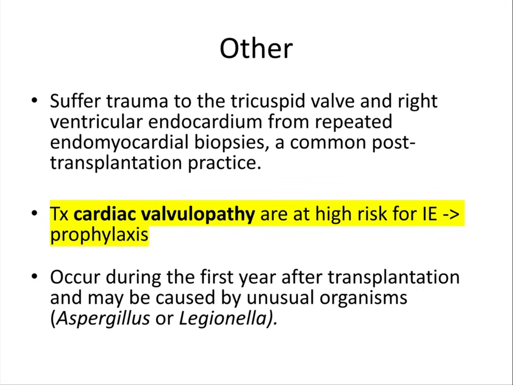Fantastic. One last thing, also peculiar to heart. They suffer trauma to the tricuspid valve and the right ventricular endocardium, because the way they follow these patients to check that the graft is good, and to intervene when there is early rejection, is by doing these caths and getting the biopsies. So some folks will end up with a cardiac valvulopathy, and of course it's a high risk for infection. If you remember from the indications for prophylaxis for endocarditis, it's one of them. They can have endocarditis with unusual organisms, but also we prophylax against them.